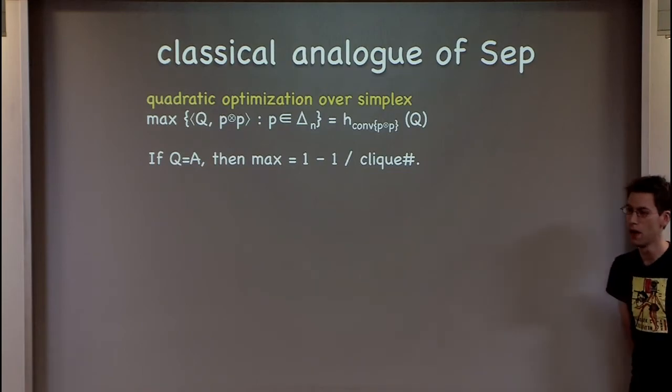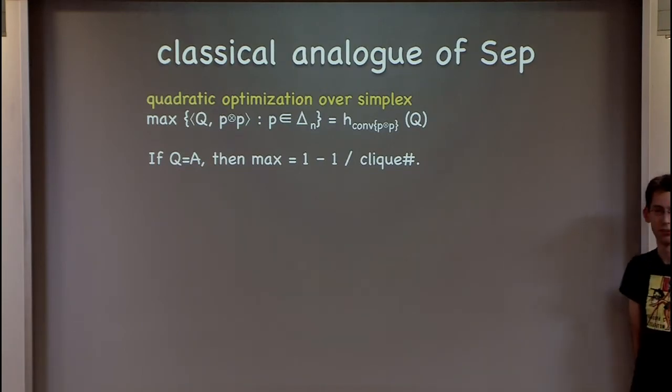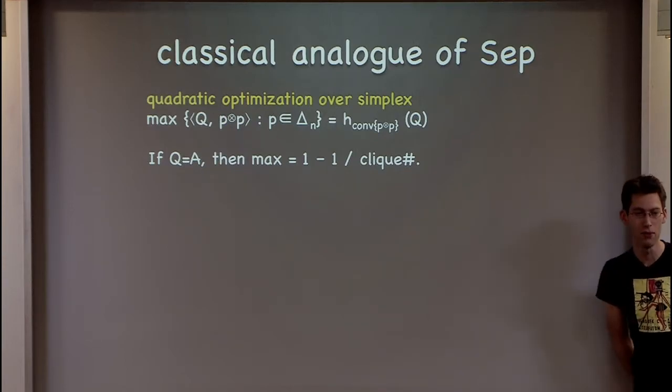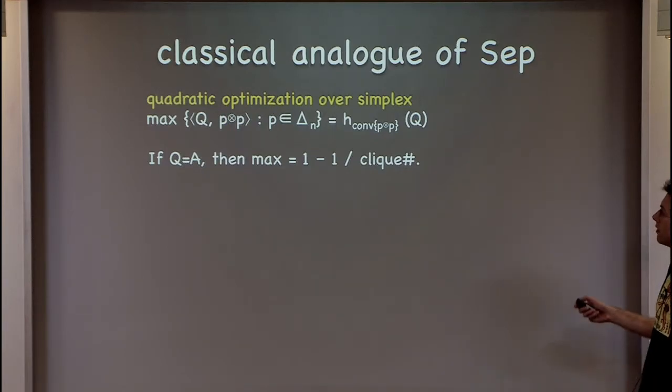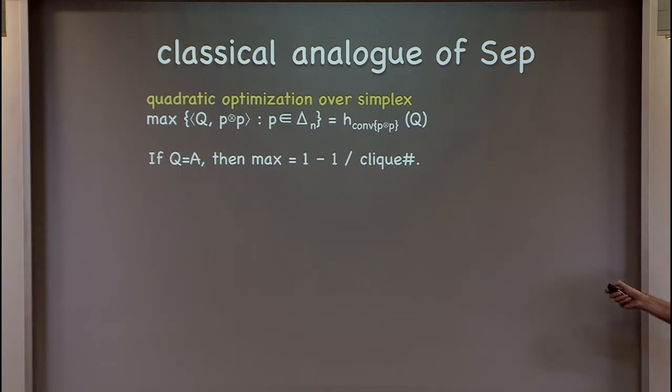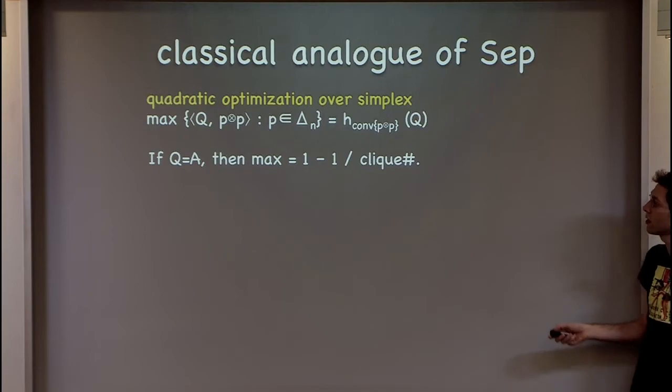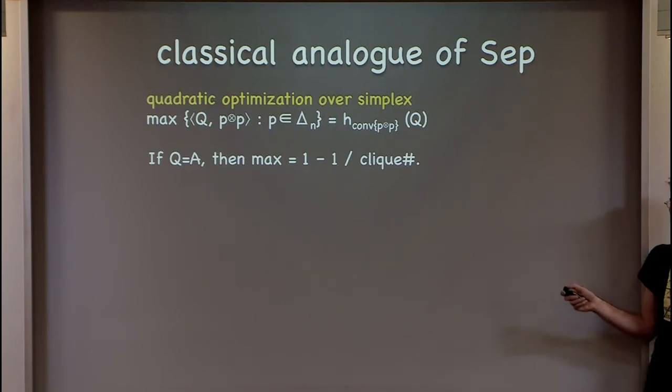Let's consider the problem of quadratic optimization over the simplex. You want to maximize, for some input Q, the inner product of Q with P tensor P, where P is a probability distribution. This is equivalent to looking at the convex hull of all the P tensor P's, which is a convex set, obviously, and computing the support function of that.